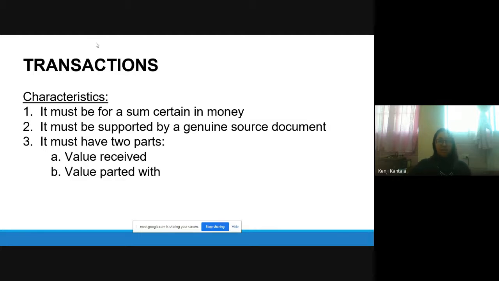Next, characteristic, it must be supported by a genuine source document. What are these genuine source documents? They can be official receipts, they can be contracts, they can be lease agreements, loan agreements, lahat yan, genuine source document yang mga yan. So when you claim that you have spent a 1,000 pesos for a certain supply, hindi yan papaniwalaan ng BIR unless you provide them a receipt. Okay? So it is important that you keep your receipts with you.